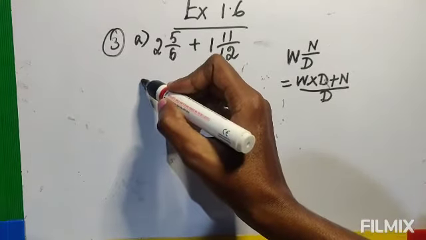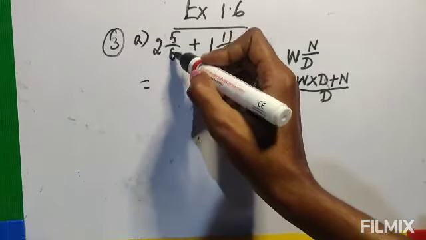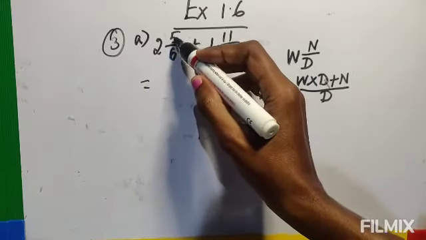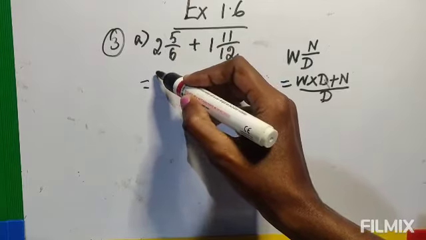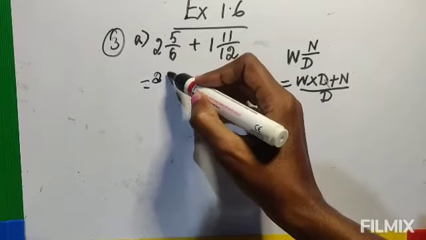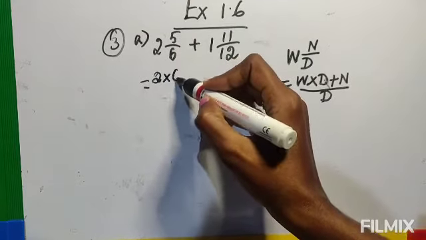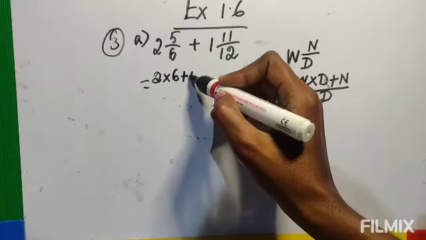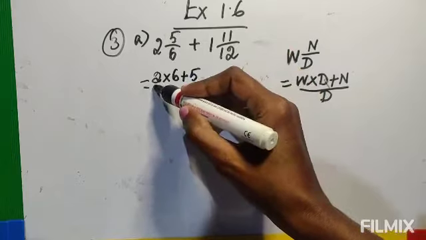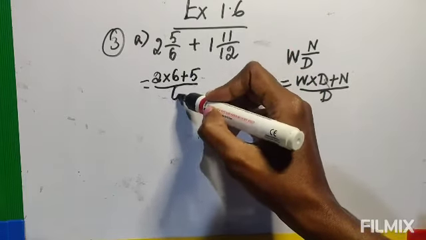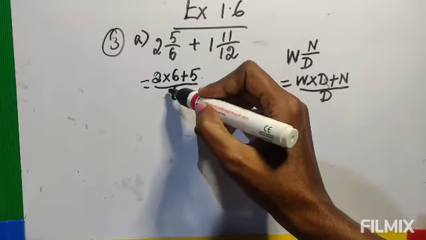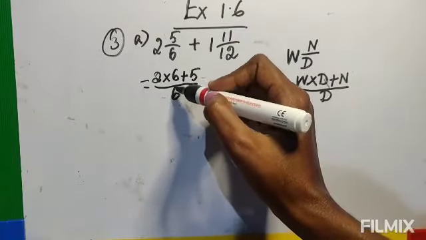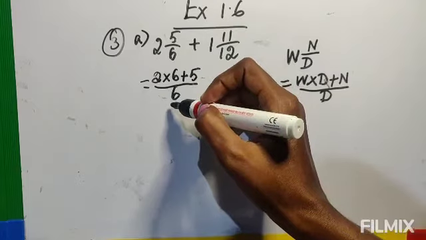Now let's convert this 2 5 by 6. Here the whole number is 2, the numerator is 5, the denominator is 6. So it is whole number multiplied by denominator 6, plus numerator 5, by denominator 6. This you have to write. You cannot just write it after doing the calculation. It is not like that. You have to write the denominator.